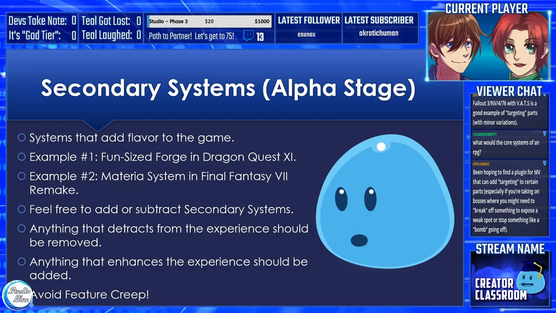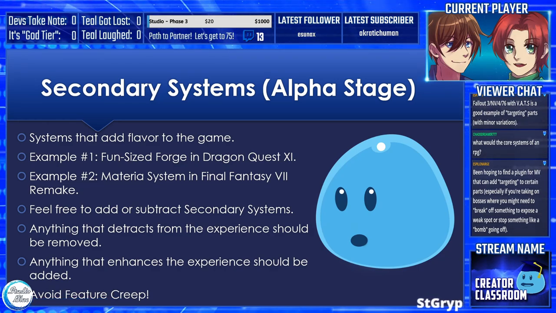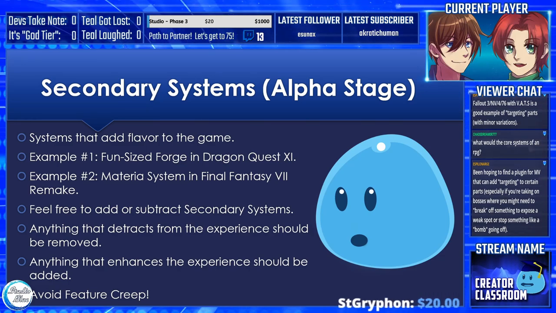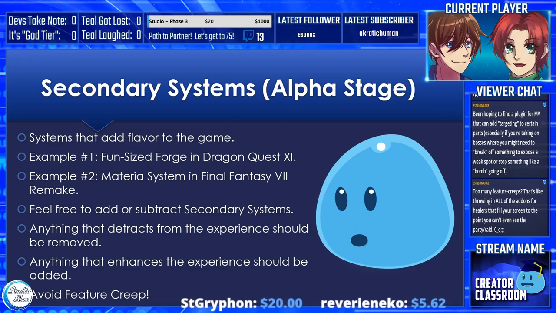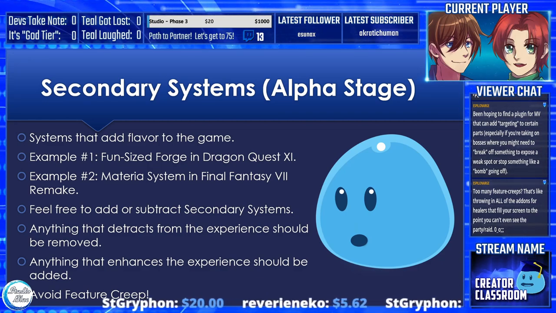And the Fun Size Forge, which is the best crafting system I have legitimately ever seen, is still secondary because Dragon Quest can be played without it. Too many feature creeps.